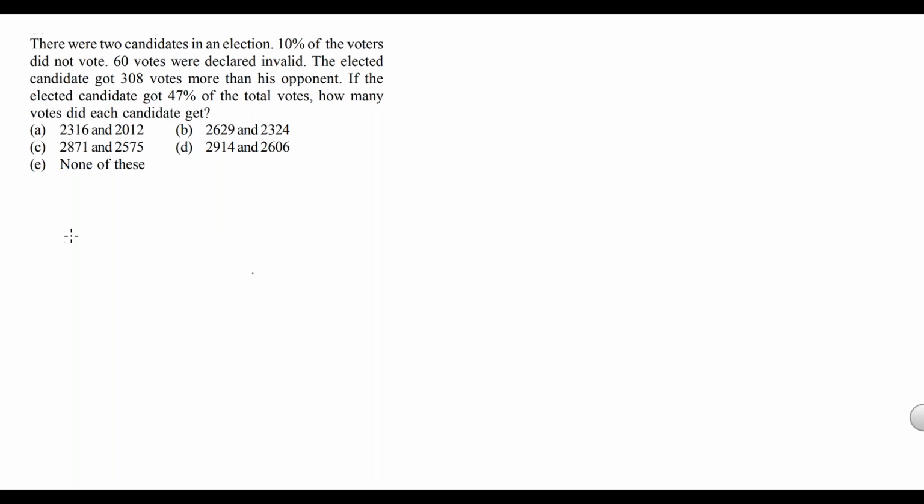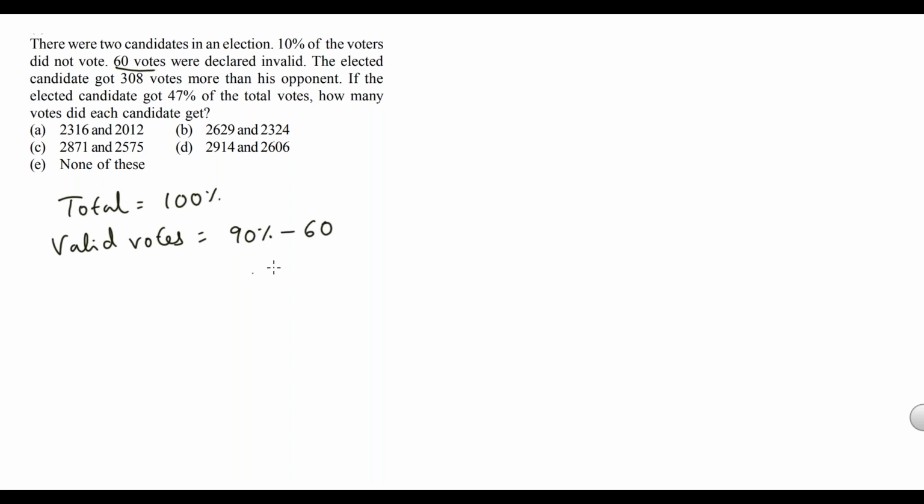So if we compare this, let's assume that total votes are always 100%. Total votes are 100%. Right. So valid votes. 10% of the voters did not vote, which means voted people are only 90%. Out of 100%, only 90% of the voters have voted. Out of these 90%, 60 votes are declared invalid.